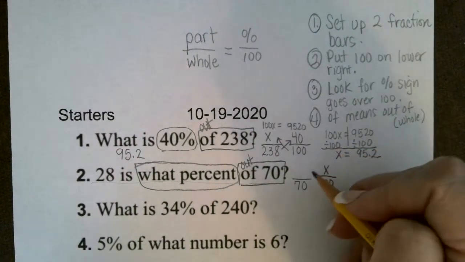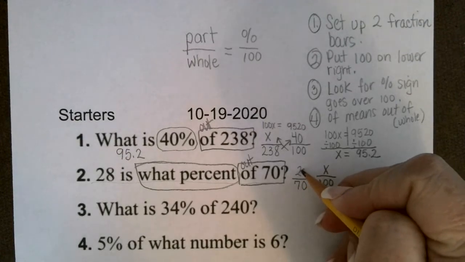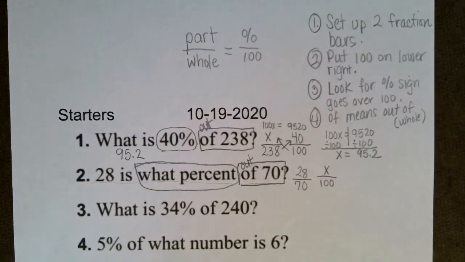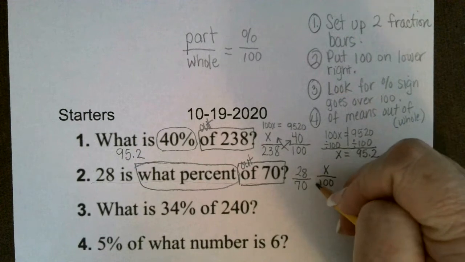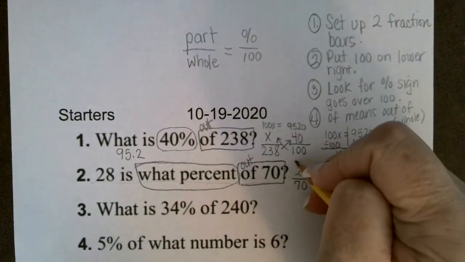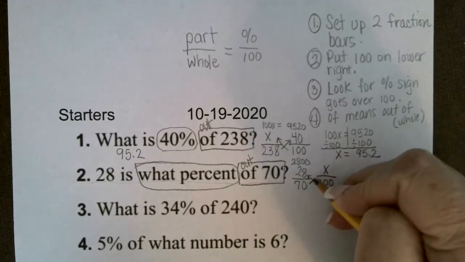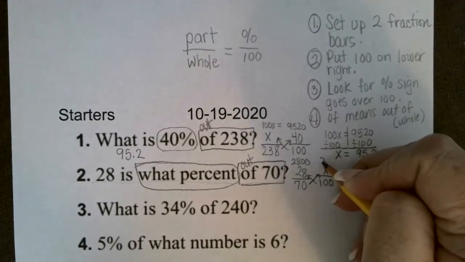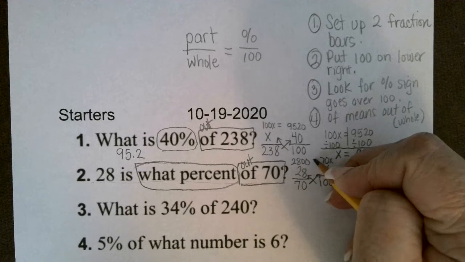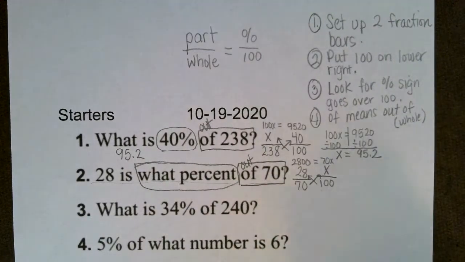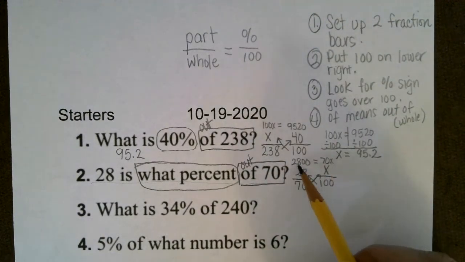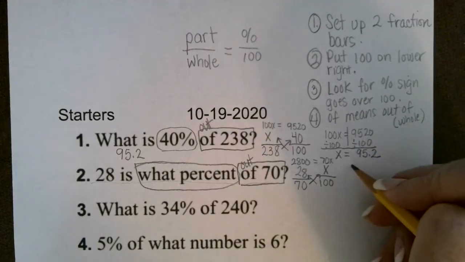And then 28 is my part. And then I cross multiply. 28 times 100 is 2,800. 70 times X is 70X. Those two things have to be equal. So 70 times some number has to give me 2,800.